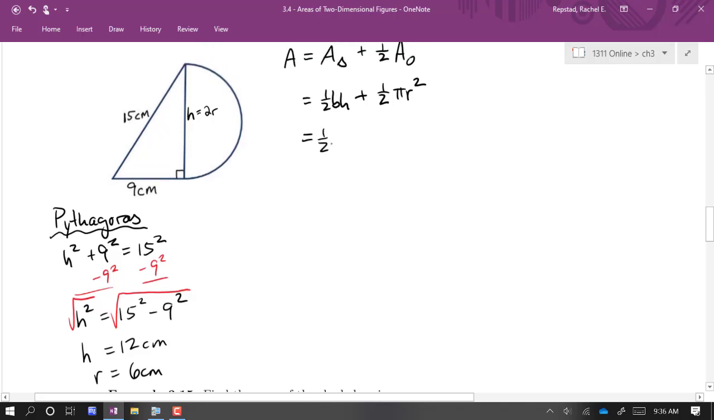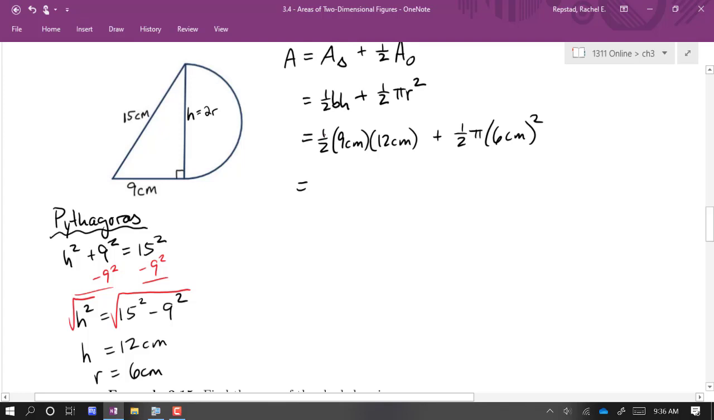So we have 1/2 times 9 centimeters times 12 centimeters, plus 1/2 pi times 6 centimeters squared. Notice that in both of these terms, my units are going to be square centimeters because I have centimeters times centimeters. Let's see, let's do some reducing.